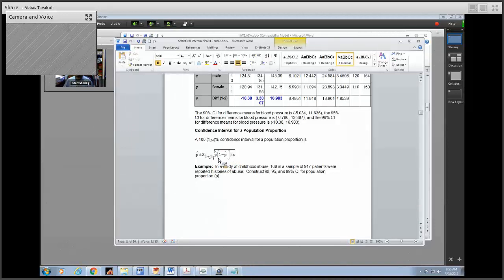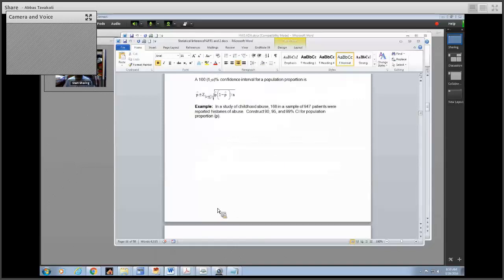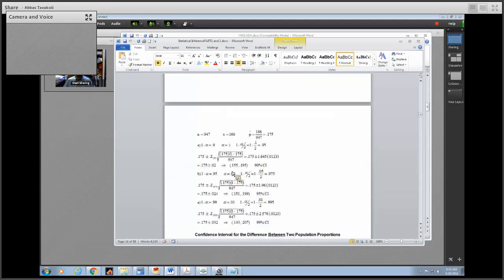So the proportion, basically you find your proportion plus minus the Z of 1 minus alpha over 2. So from the Z table, you find your reliability coefficient times the standard error, which is P hat times 1 minus P hat over N. You take a square root. So this is exactly another example you can look at, how we calculate.